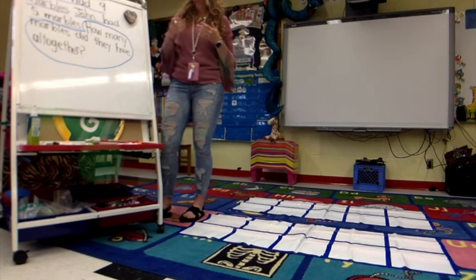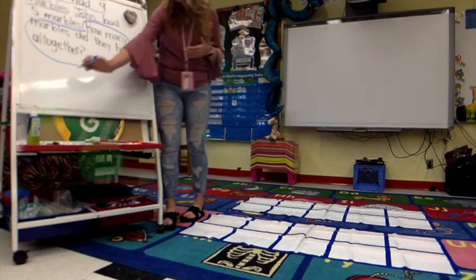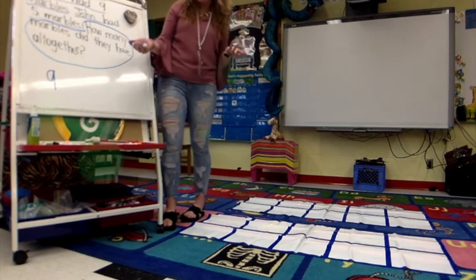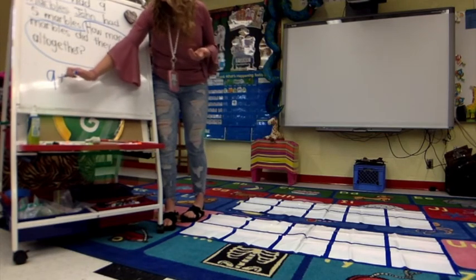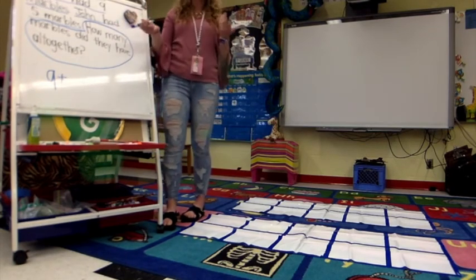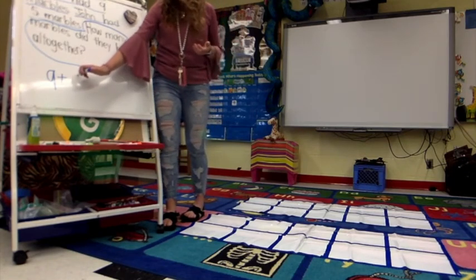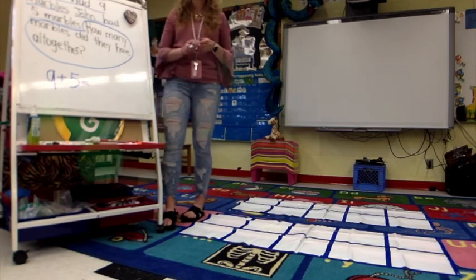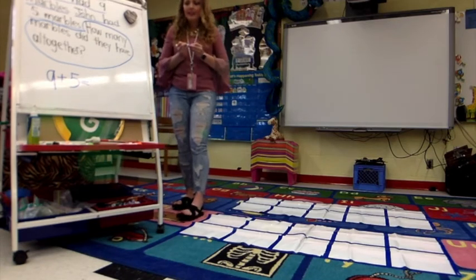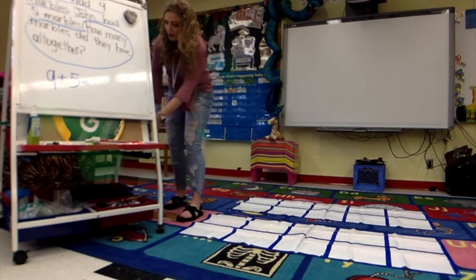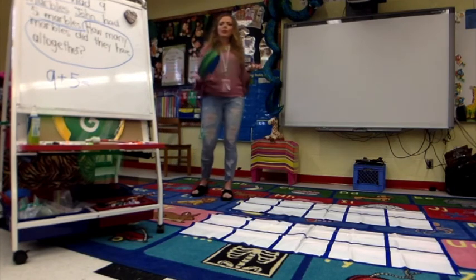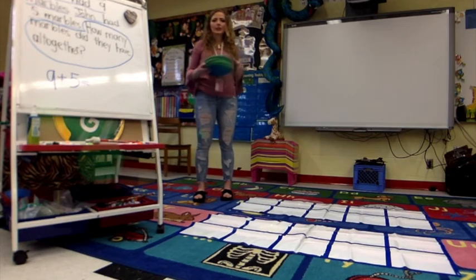So it says that Jack has 9 marbles. So 9 will be one of our add-ins. Plus, John had 5 marbles. So the other add-in is 5. So we are solving the problem 9 plus 5. And guys, we are going to use our tens frame. So remember, a tens frame is a good strategy to use when you are adding and subtracting numbers.